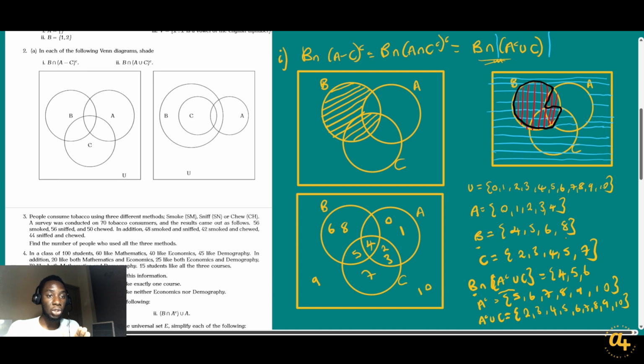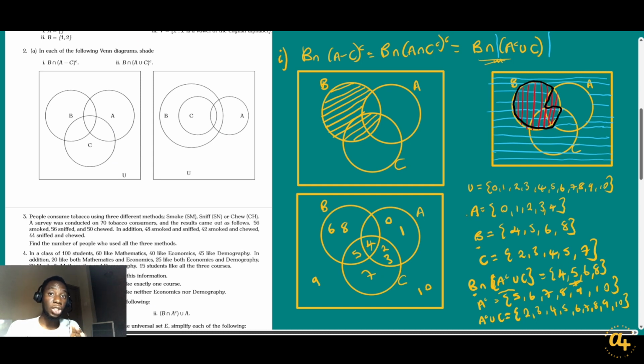And then what else do we have? Do we have 8 in set B? Yes, we do. How about A complement union C? Yes, we also have 8 there, so we're also going to have 8 in our set here. So B intersection A complement union C is equal to 4, 5, 6, 8. So this is the final answer that we now have.